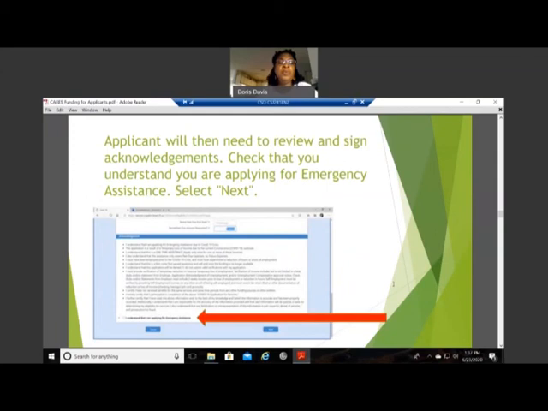Okay, then you will need to read over and look at the acknowledgements again. The system is going to bring up the acknowledgements as part of your application. And then you have to check that you understand you are applying for emergency assistance, and this is a one-time assistance. So then you will click the box and select next.